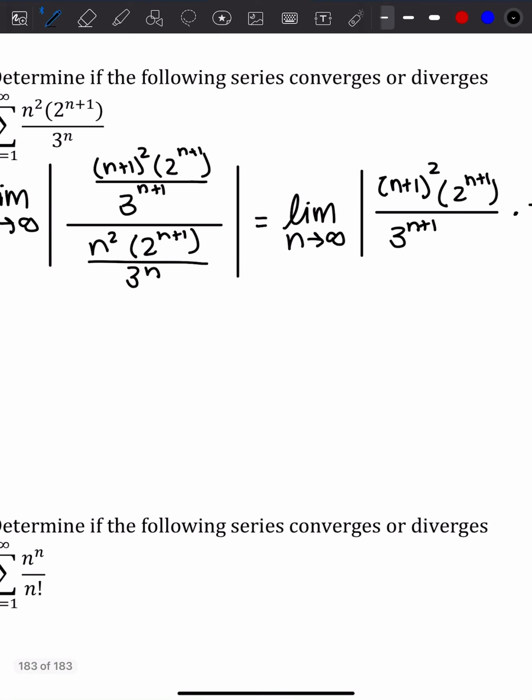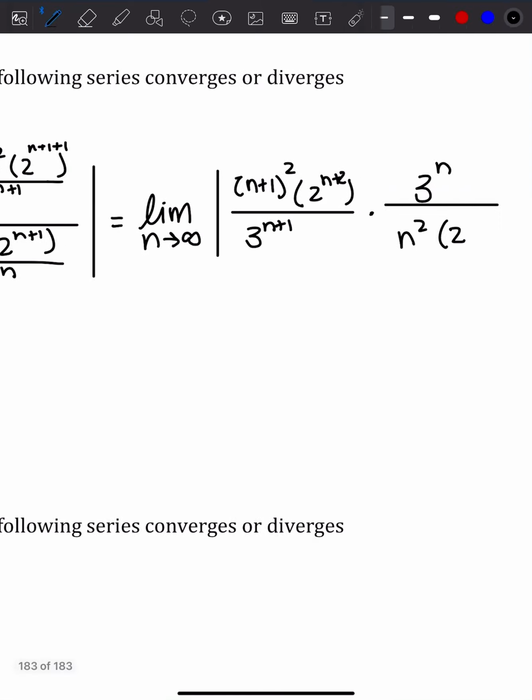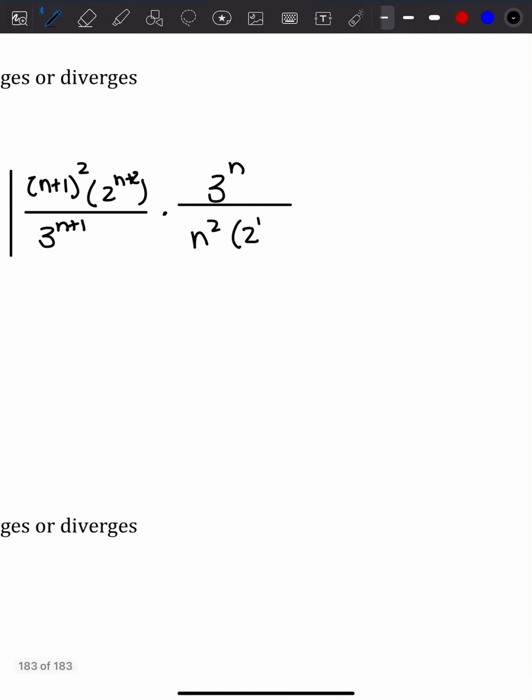Yep, that's where I was wrong. So right here, we already have n plus 1. So we need to do n plus 1 plus 1. So instead of n plus 1, we're now looking at n plus 2. So we have 2 to the n plus 1 over here because it's our original function.